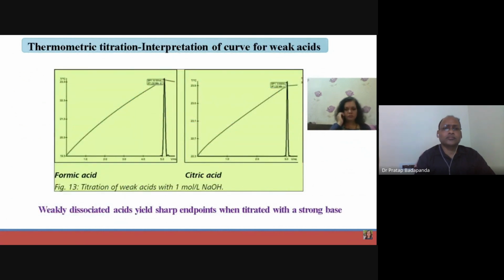Thermometric titration, interpretation of the curve with weak acids like formic acid and citric acid. We have taken an example over here which reacts with a strong base like NaOH. Now, in this interpretation of weak acid with strong base, considering formic and citric acid, the curve shows an increase in temperature while the product forms from the reaction of formic acid and NaOH, and when the reaction is complete, it shows an inflection in the temperature. So, this is an end point in the case of citric acid and formic acid, weakly dissociated acids. Still we can find a sharp end point due to thermometric titration.